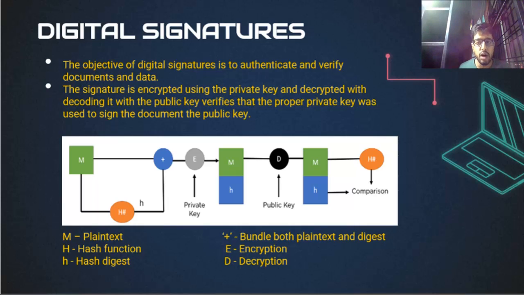Now that we know how asymmetric encryption works, we will look at how digital signature architecture is set up. The objective of digital signature is to authenticate and verify documents and data. This is necessary to avoid tampering and digital modification or forgery during the transmission of official documents.